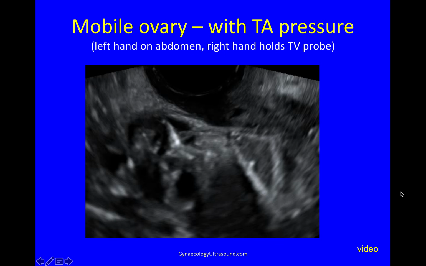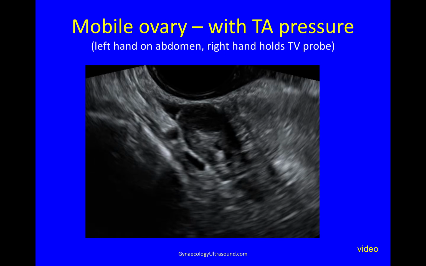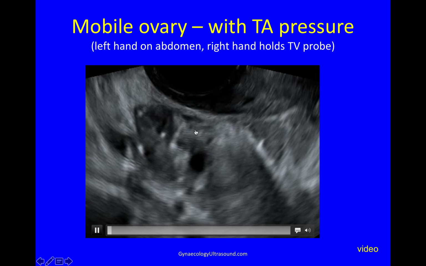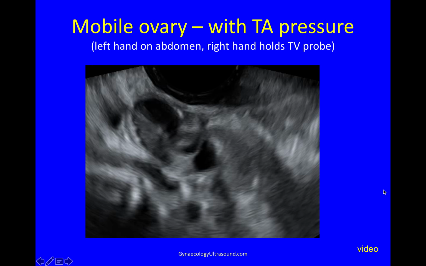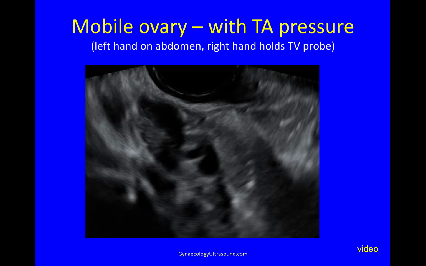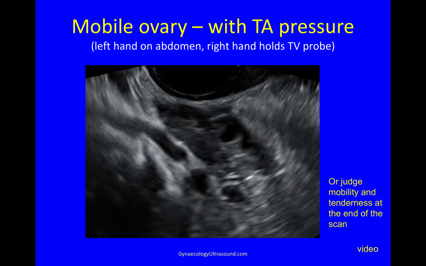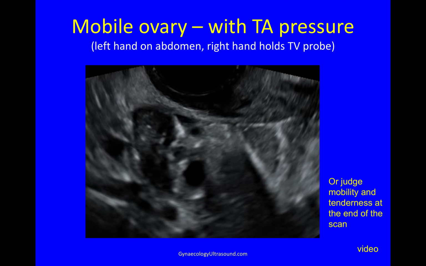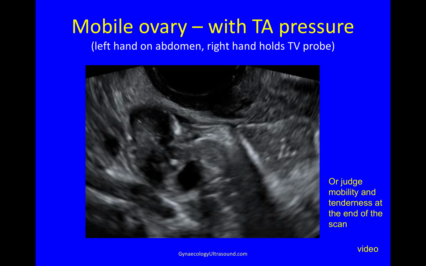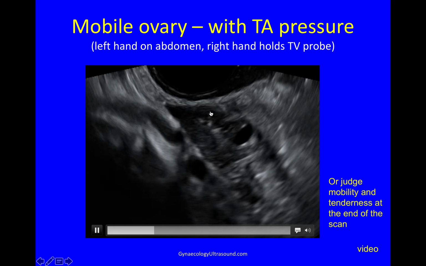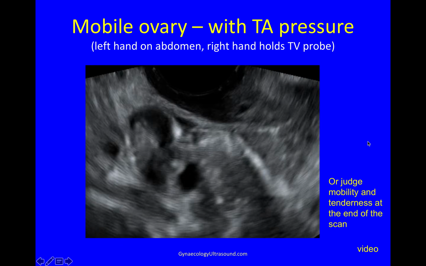You may need to put your left hand on the abdomen with the right hand obviously holding the probe. And this is a supermobile ovary, and it's very easy to see. Most ovaries are not as compliant as that. A good time to judge mobility and tenderness is at the end of the scan if somebody is tender. If they're not noticing anything at all, then you can judge mobility at any rate at this stage.